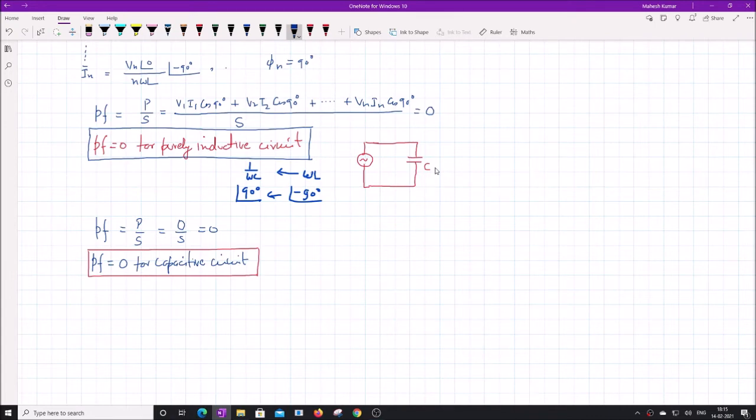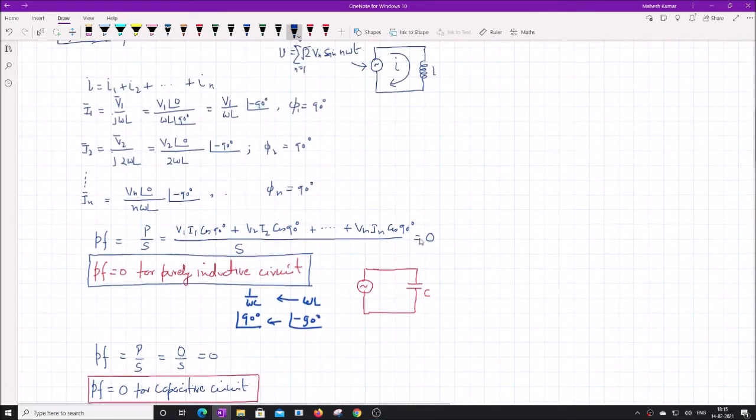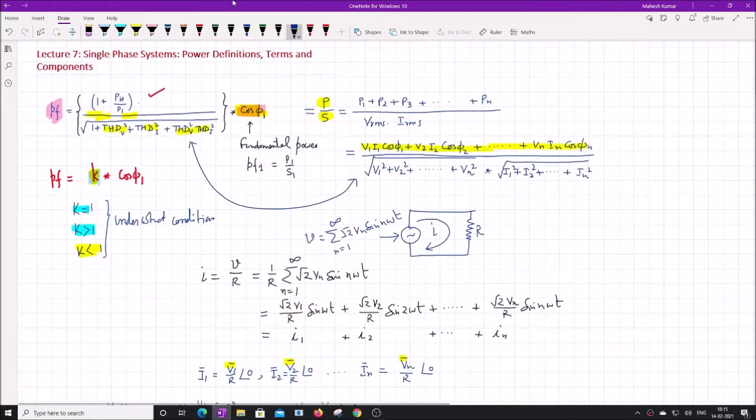So the factor K, which I just described here, is unity for resistive. For inductive you can say it is 0, but actually it is not about the factor, because cos phi 1 is 0, because of that the overall power factor is 0 for inductive and for capacitive, and it is unity for a resistive circuit, despite the fact that voltage and current have harmonics.